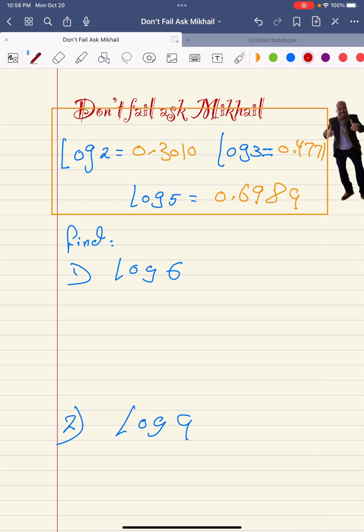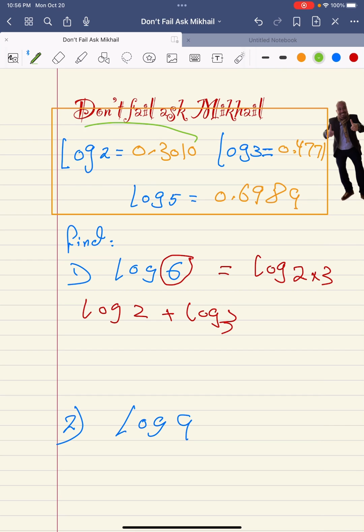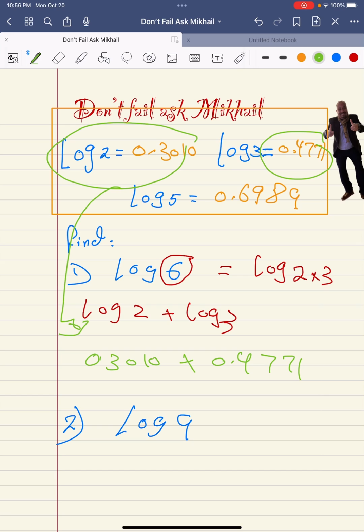Using the property of log, I can replace 6 with 2 times 3. And that will equal log 2 plus log 3. Do I have the value of log 2? Yeah. So I'm going to take log 2, which is this, and put it here, which is equal to 0.3010 plus log 3, 0.4771.